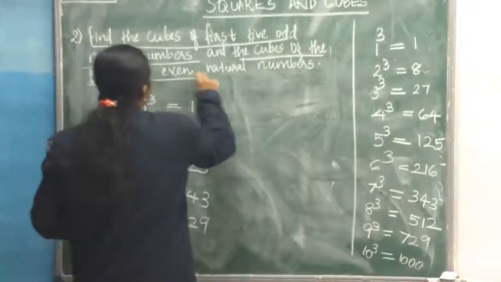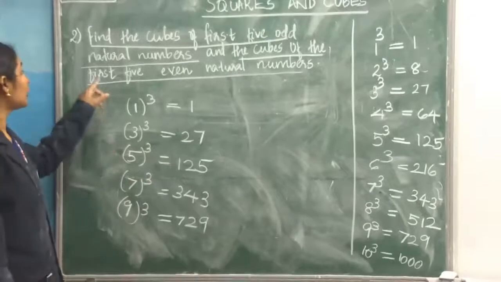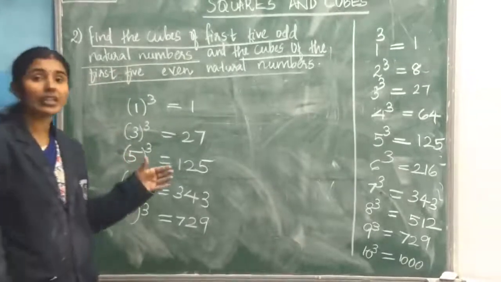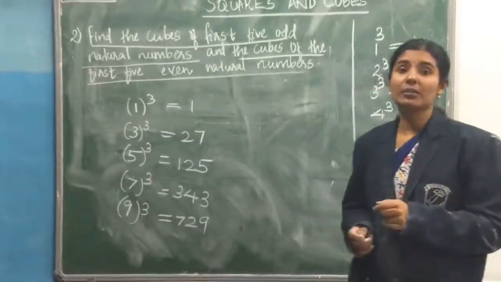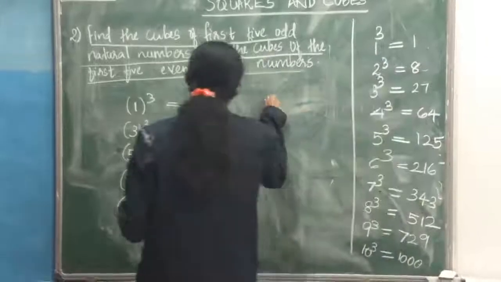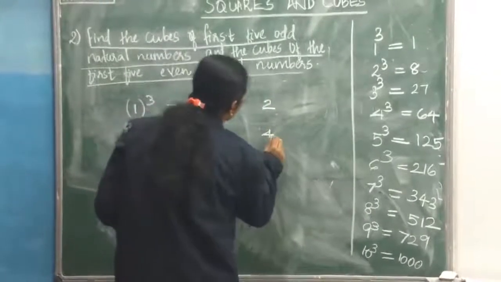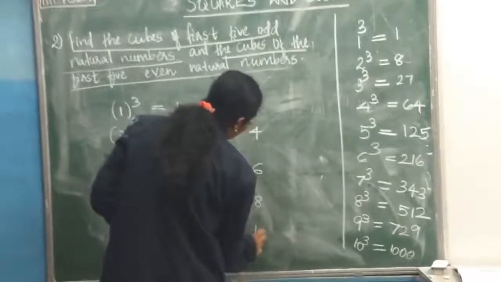See the next question. They have asked you to find the cubes of the first 5 even natural numbers. Which are the first 5 even natural numbers? Starting from 2, 4, 6, 8, 10.